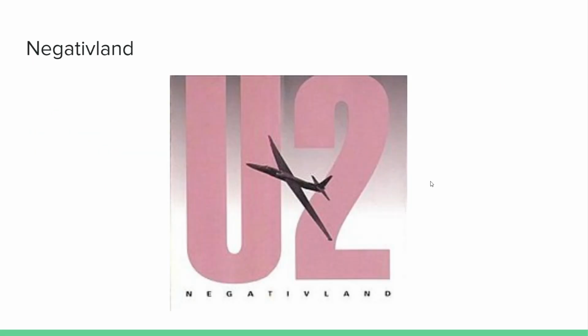Take, for example, Negativland. This is one of their albums. This is probably their most controversial album. You can see it says U2 in big letters, and then Negativland in small letters. If you're not familiar with U2, they're a popular rock band. They somehow managed to get their music onto like every iPhone ever. So yeah, they're pretty big. And this is the album that Negativland made. Look, U2, right?